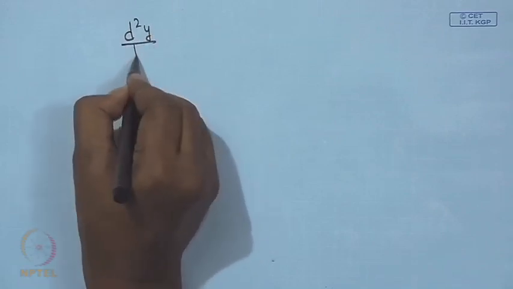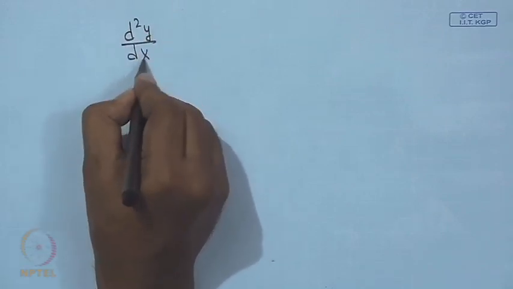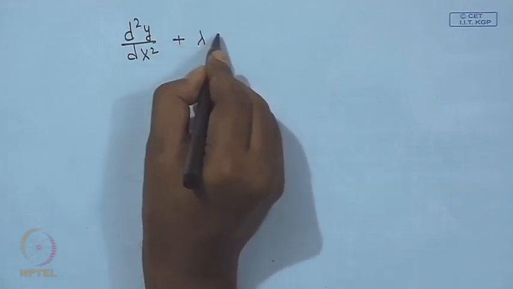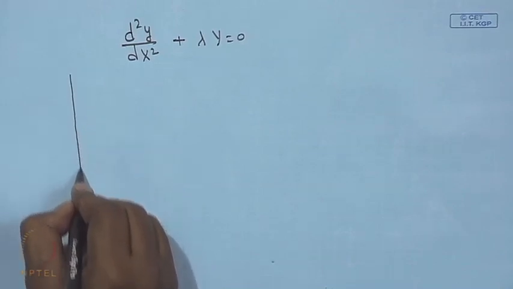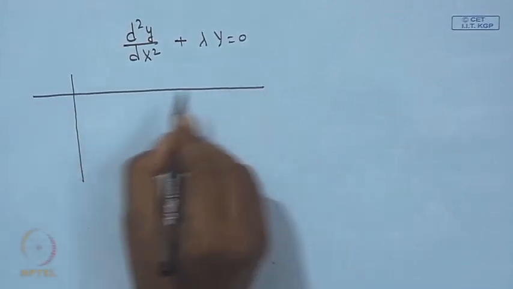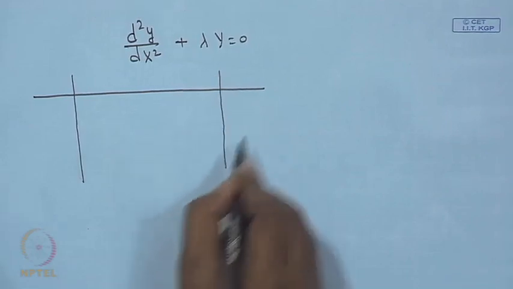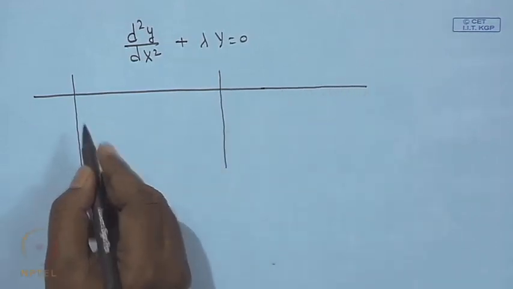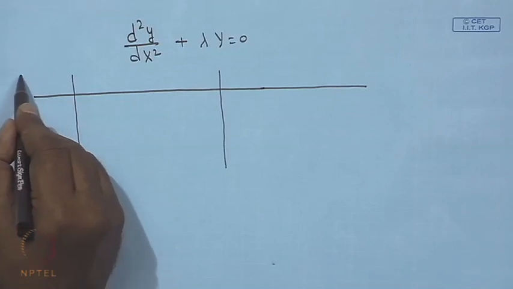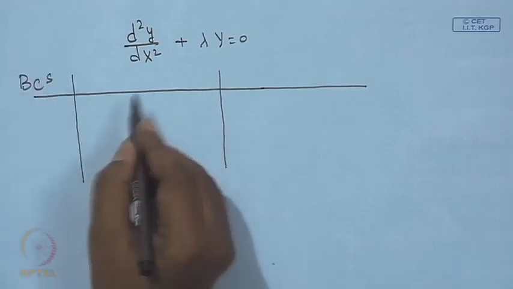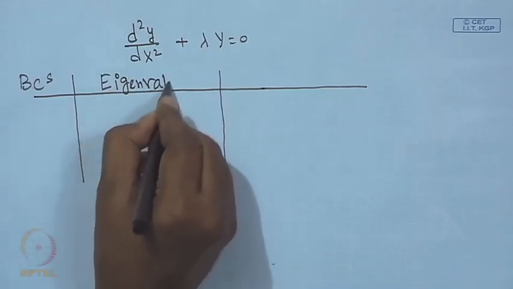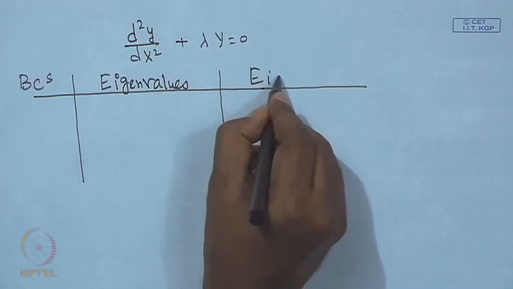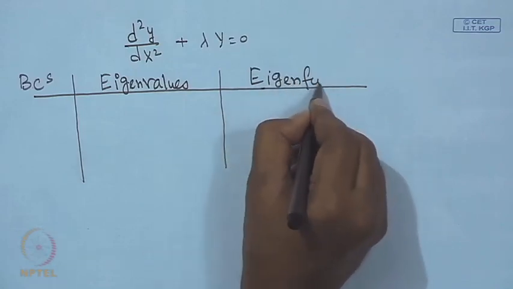We looked into the non-trivial solution to the equation d square y by dx square plus lambda y is equal to 0, and we used the following boundary conditions. See what eigenvalues we got and what eigenfunctions we got. So, these are the boundary conditions, and these are the eigenvalues, and these are the eigenfunctions.